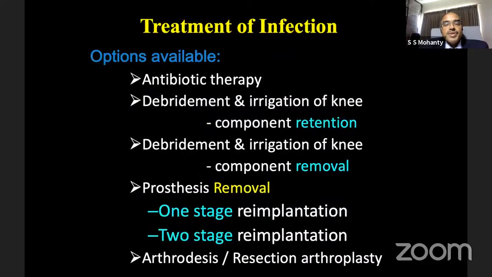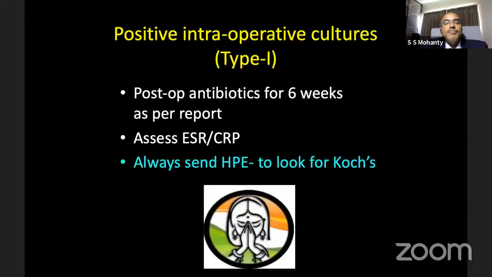The treatment of infection rests on antibiotic therapy, debridement and irrigation with component retention or removal. And if you are removing the components, 1-stage or 2-stage implantation, which Peter was talking to you about in detail. And finally, arthrodesis or resection arthroplasty, depending upon whether it is a knee or hip surgery. In India, most of us follow 2-stage reimplantation, and that's the gold standard here in our country.